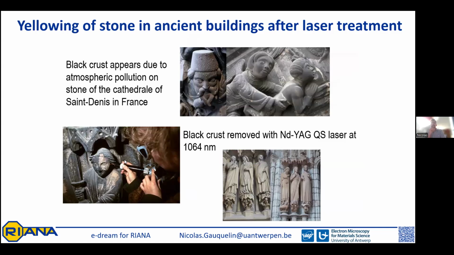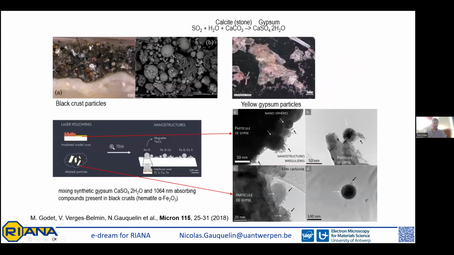Another example is how cathedrals can be cleaned. You see that black dust that is coming from environmental pollution, and that can be removed with a laser treatment. But this gives rise to some kind of yellowing of the stone.